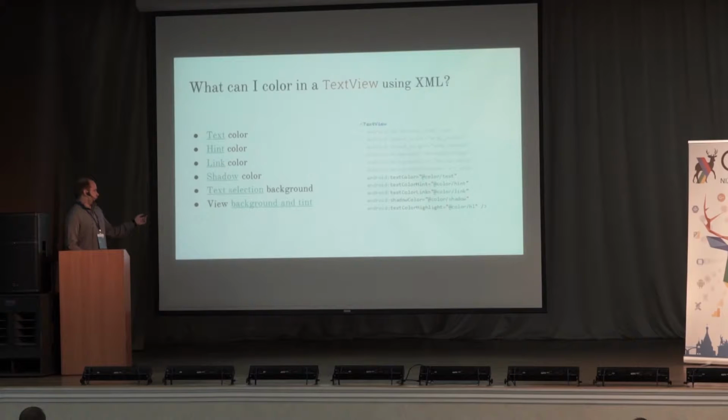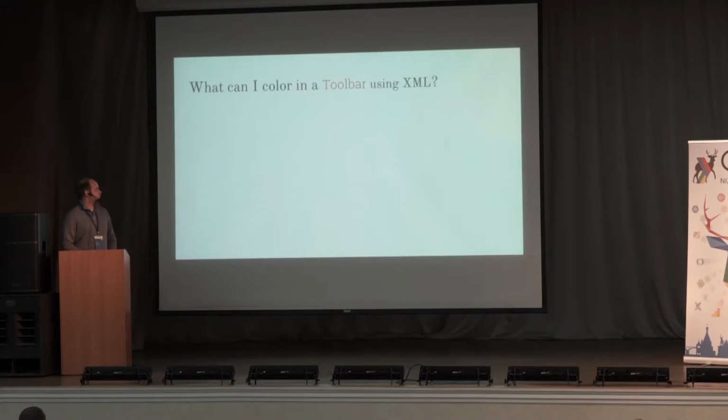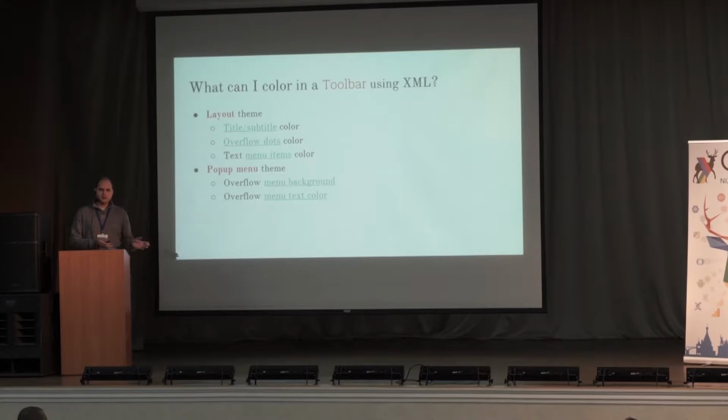And then from the view, there's background and tint. And Toolbar is a bit more complex. I'll just quickly skip over it because it's probably not that interesting. You can find it in the slides later. So basically, there's just two things. You style the menu and you style the toolbar with two different themes. And the themes are declared through the XML. You just place them like this.